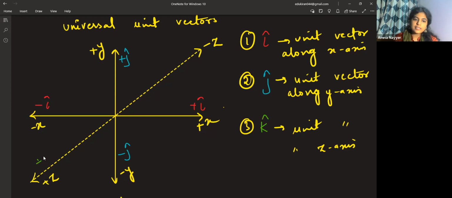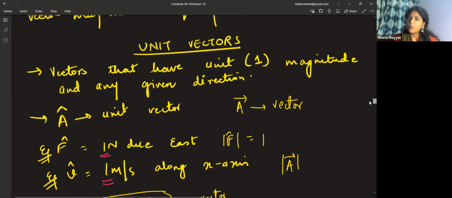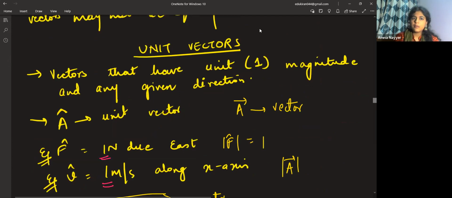So plus k-cap for positive z-axis, that is outwards. Whenever you have to write something is moving outwards, that is along positive z-axis. Something that is moving backwards, along negative z-axis, you write minus k-cap. Now, how to add these, how to subtract these, how to take their magnitude, how to actually put it there in their unit vectors, how to calculate it, no need to worry. That you have in your syllabus and we'll be studying it. But make a separate heading as unit vectors. Write down all these points first.